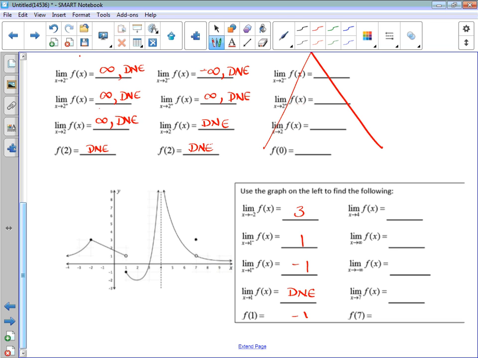For which one? I'm sorry. The second one. One from the left. So you're walking, approaching that little hole. You're not going to fall into it. You're really close to the edge of the hole. Your y value is 1, so it doesn't matter that it's an open circle there. It's just what you're getting really, really close to. Okay.